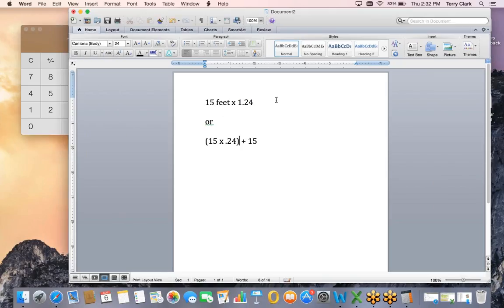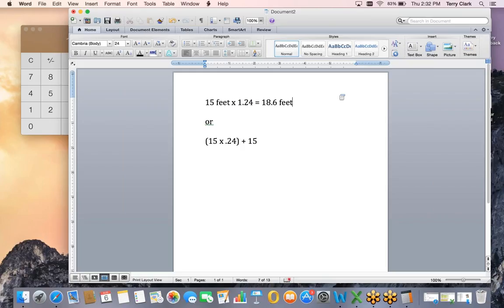And that's going to give us 18.6. 18.6 is not feet and inches. That's just 18.6 feet. So that's what our answer is, 18.6 feet. But the directions told us that they didn't want us to have a portion or a part of feet, that we needed to convert the portion of feet to inches.